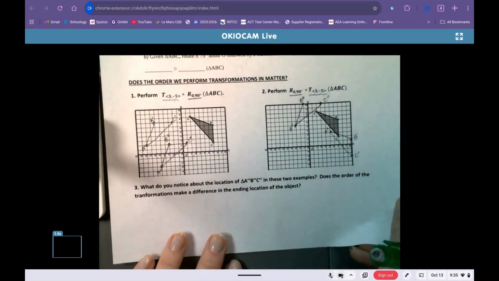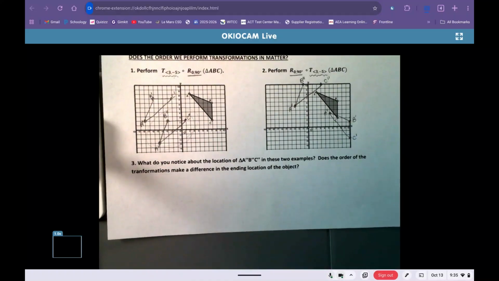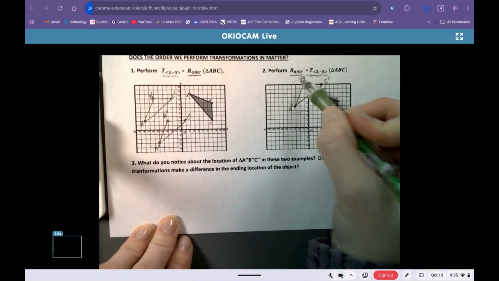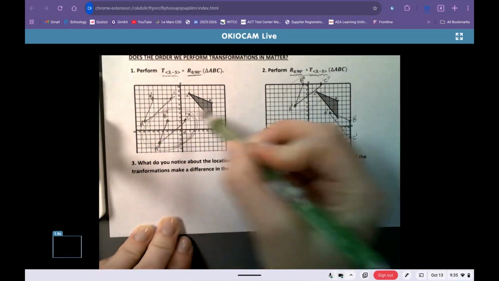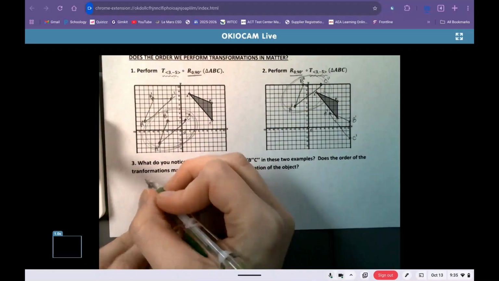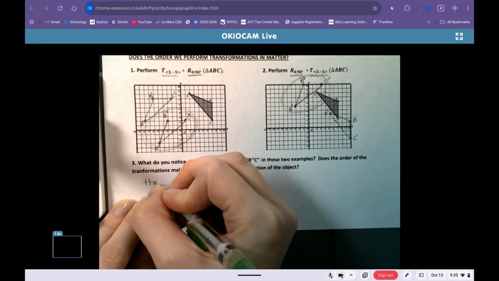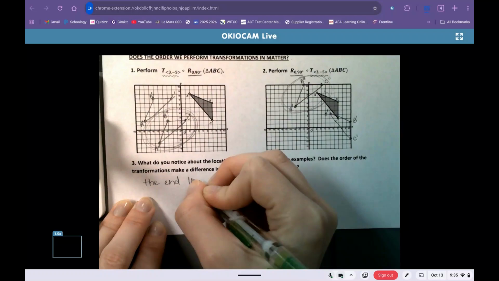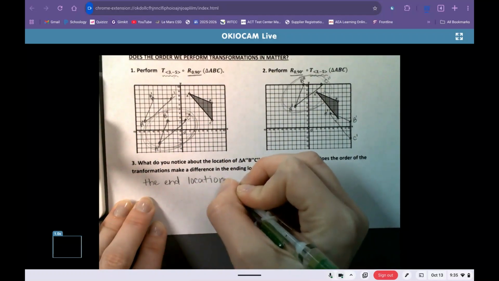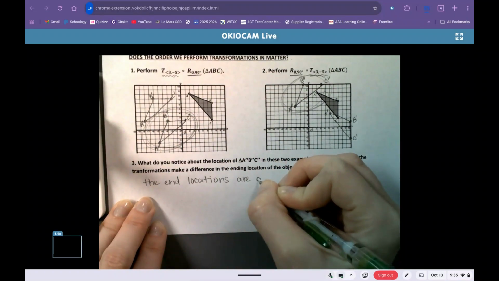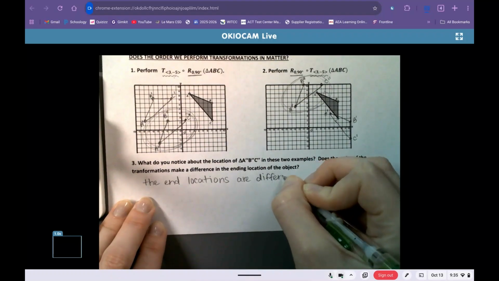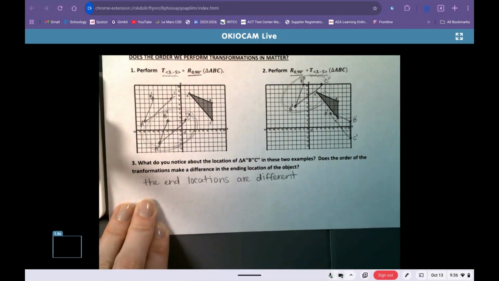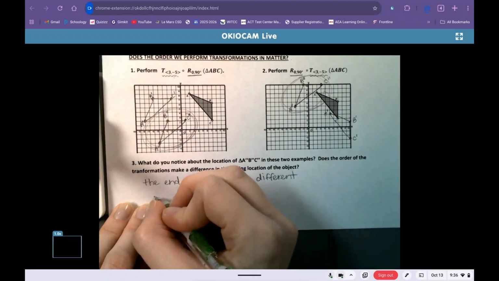Okay, so down here at the bottom, they're asking, what do you notice about the location of the ABC double primes in the two examples? Are they the same or are they different? Different. The end results are in two different areas. This one ended here, and this one ended up here. So I'm going to say the end locations are different. So does the order matter? Yes.